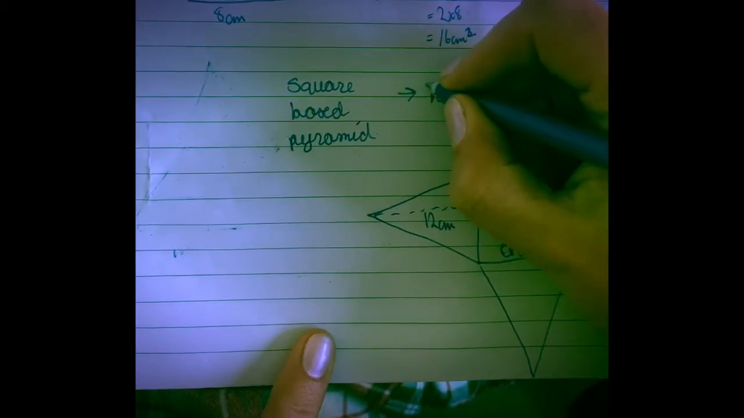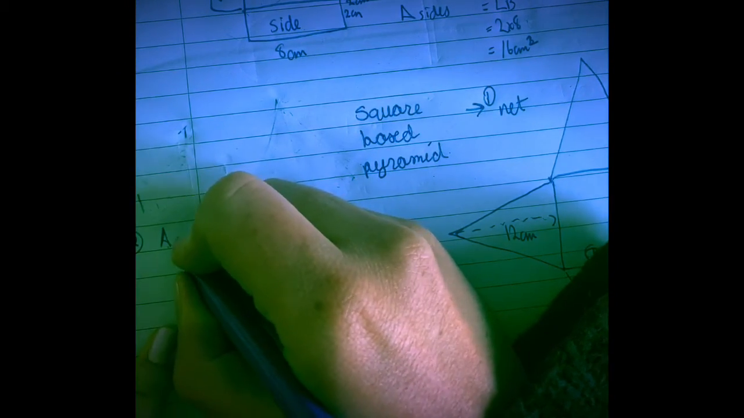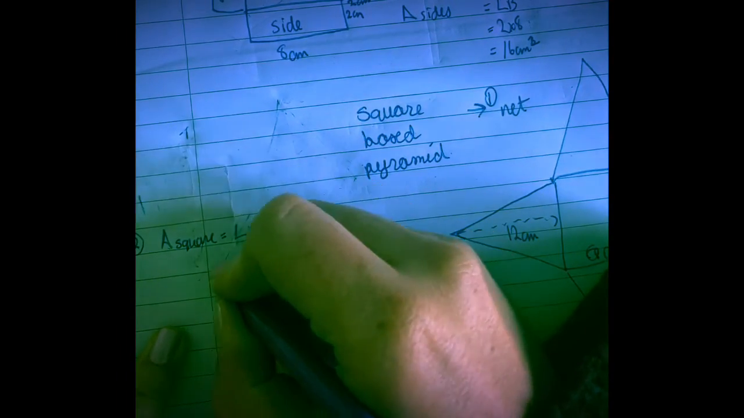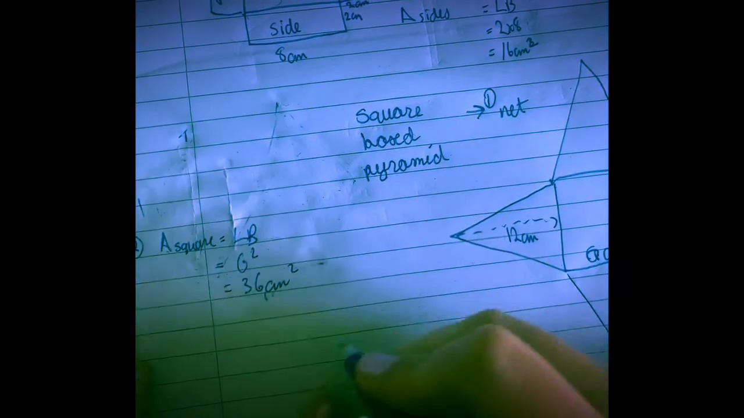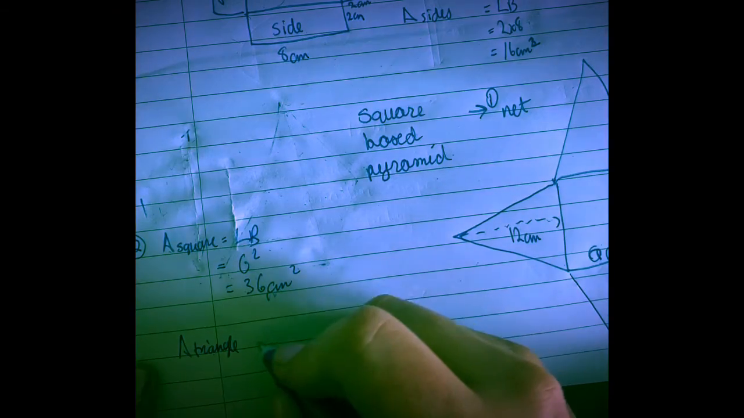Okay, so we see we've already got the net. Next part is we're going to work out the areas of the panels. Now there are only 2 panels that we need to consider here. The triangles are all the same size. So I'm going to find the area of the square first. Formula, working, answer, you get 36 centimetres squared.